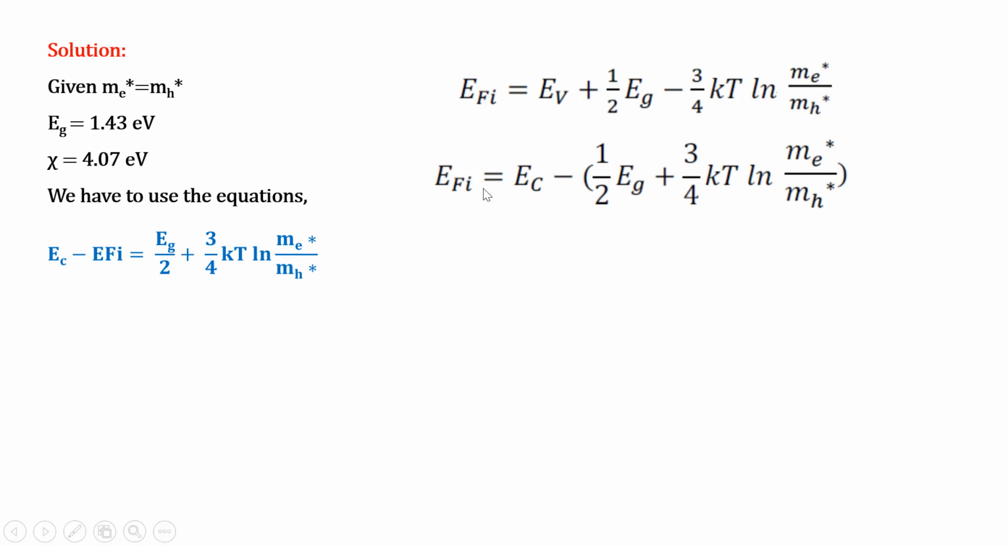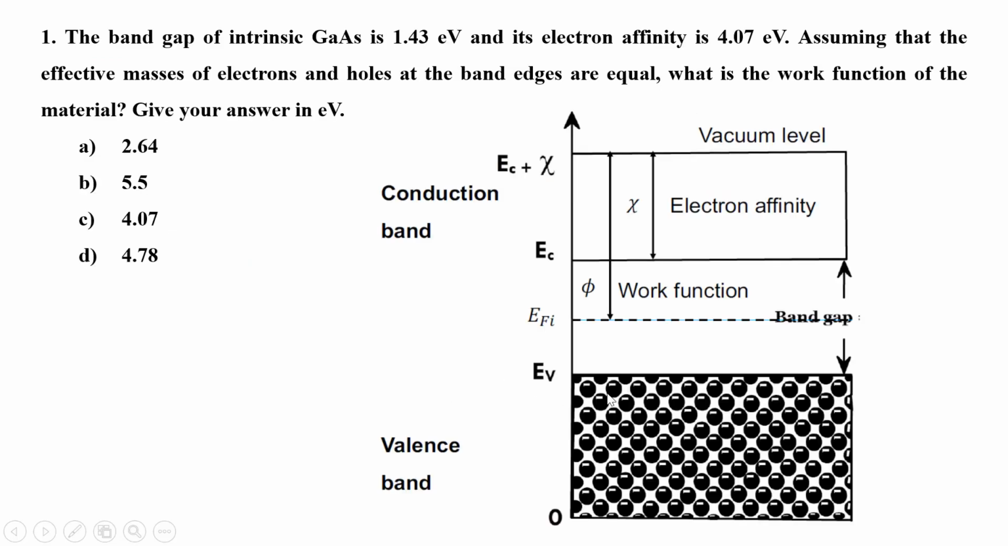EC minus EFi becomes Eg by 2 plus 3/4 kT ln(me²/mh²), and when you solve that, it becomes 0.715. That is, the conduction band level minus the intrinsic Fermi level, this small region between EC and EFi, we get as 0.715. When we add that 0.715 to our electron affinity, we get the work function. That is one way of solving it using equations.